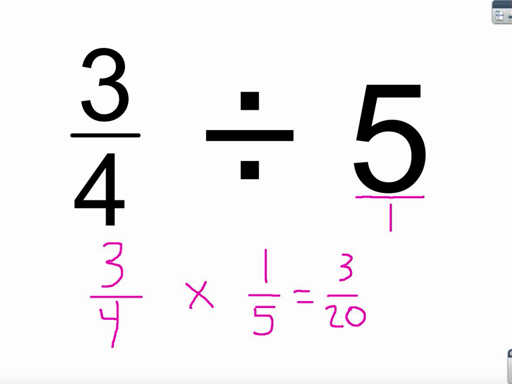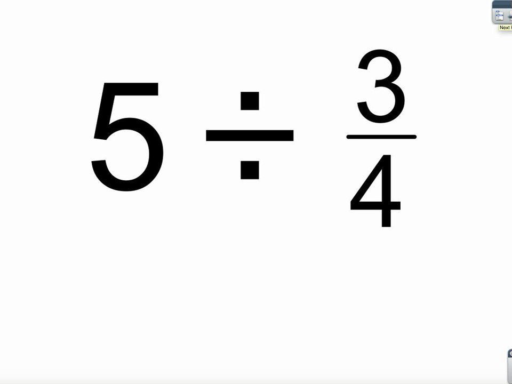All right, let's use the same numbers, but let's just turn it around here. Some people might think it would be the same answer, but it's not, because now we have 5 whole somethings, like 5 whole pizzas, and we're seeing how many 3/4 of a pizza are in 5 whole pizzas. So let's do the division here.